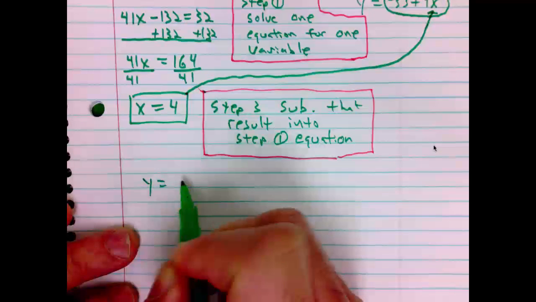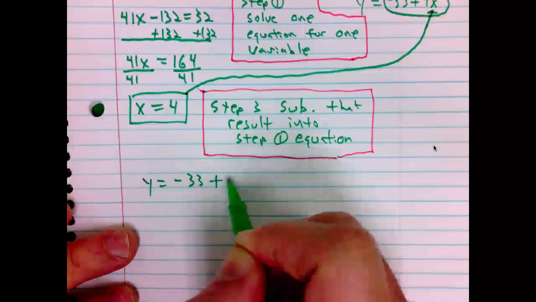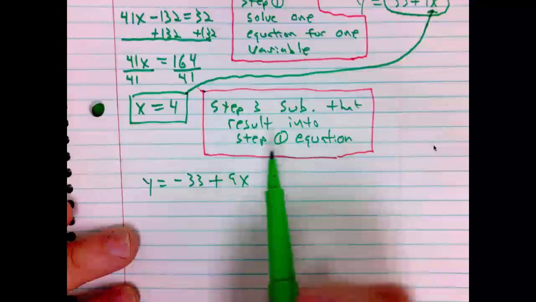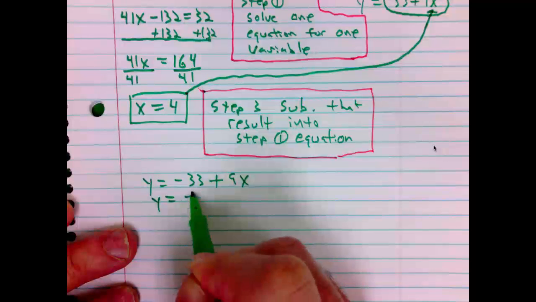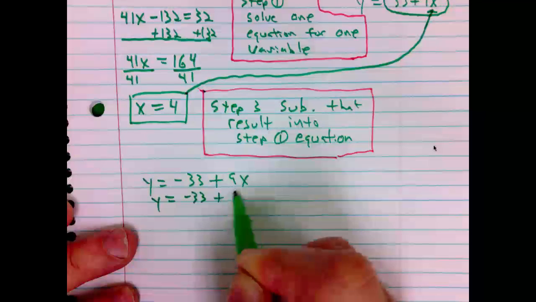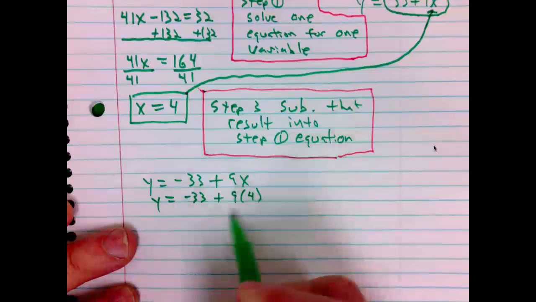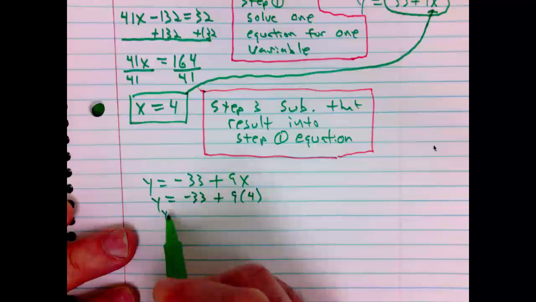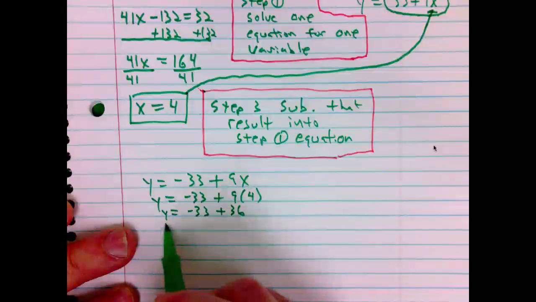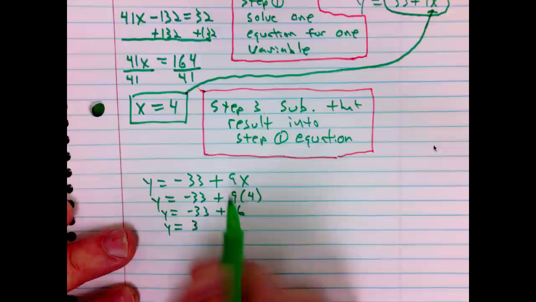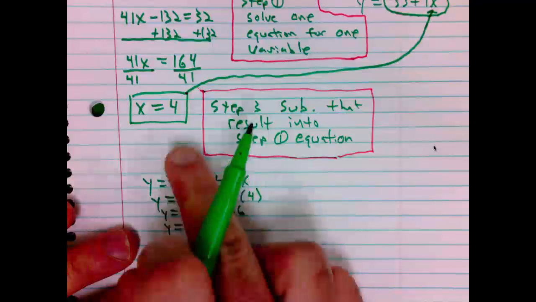So now we have y equals negative 33 plus 9x. That is that equation. I'm taking 4 and substituting in place of x. y equals negative 33 plus 9 times 4. Well, 9 times 4 is 36. y is negative 33 plus 36. Using your calculator, that will be 3. We have the possible solution 4, 3.